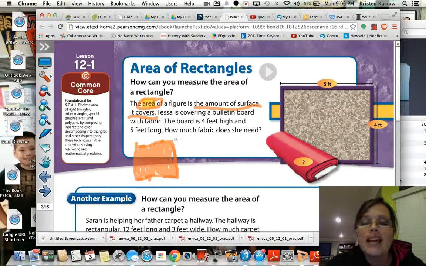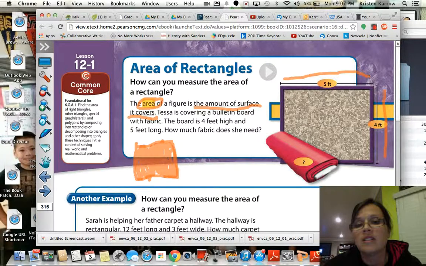Our problem today is Tessa is covering a bulletin board with fabric. So imagine putting our paper up on the board, but instead of paper, she's using fabric. The board is 4 feet high, so you can see that here. It's 4 feet high, and it's 5 feet long. How much fabric does she need?